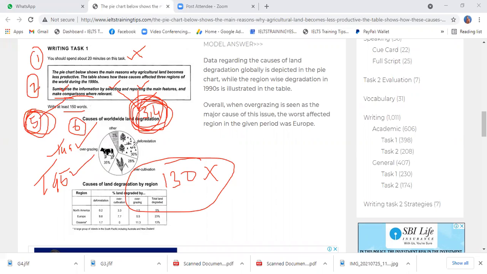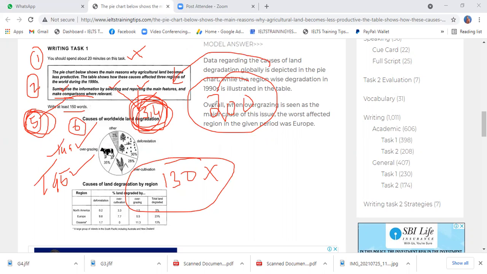So students may ask, what is the maximum word count I can write? You can write as many words as you can, because there is no instruction like that. But it is ideal to limit your word count below 200, because if you go beyond 200, you have not done these tasks. You have not summarized, you have not selected and reported the main features, you have selected other features too, and you have not made comparisons.